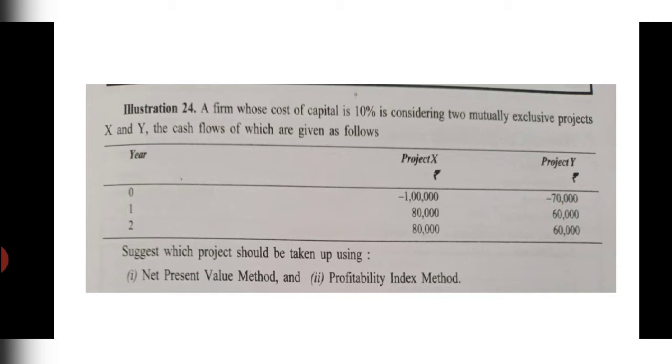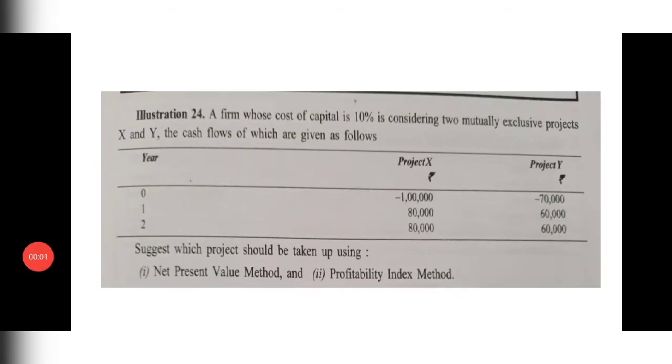Then they have given 2 years. That means both the projects have an expected life of 2 years. For the 2 years they have given the cash inflows. For project X, every year there is going to be a cash inflow of rupees 80,000. And for project Y, again for both the years, the cash inflows are going to be rupees 60,000 each. Suggest which project should be taken up using first net present value method and second profitability index method.